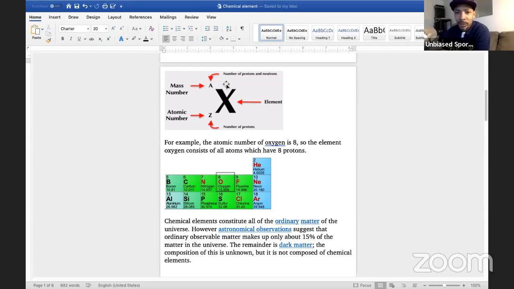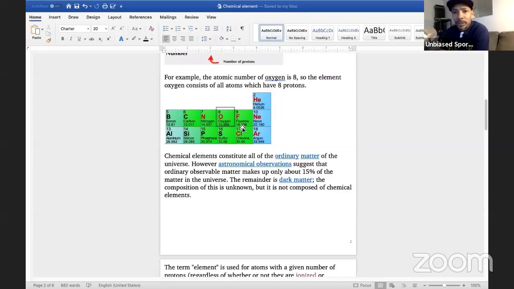The mass number is composed of protons and neutrons together. So if you have 5 protons and 5 neutrons, that is 10. That would be the atomic mass, or the weight of the atom. The atomic number is the element, and the protons tell you what element the atom is. So the atomic number only deals with protons. For example, the atomic number of oxygen is 8. So the element oxygen consists of all atoms which have 8 protons.